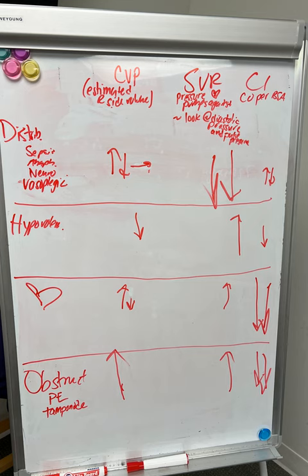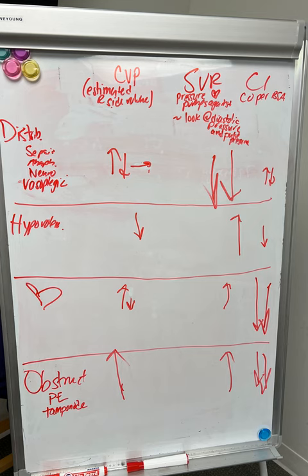Now, what are the examples of distributive shock? Septic is one of them. How about another one? Anaphylactic. How about another one? You definitely will see them here. Neurogenic, right? After a high cervical injury, you get distributive shock. Also, post-op CABGs. Many times they have distributive shock because the cardiopulmonary bypass causes it. Okay. So that's distributive shock.